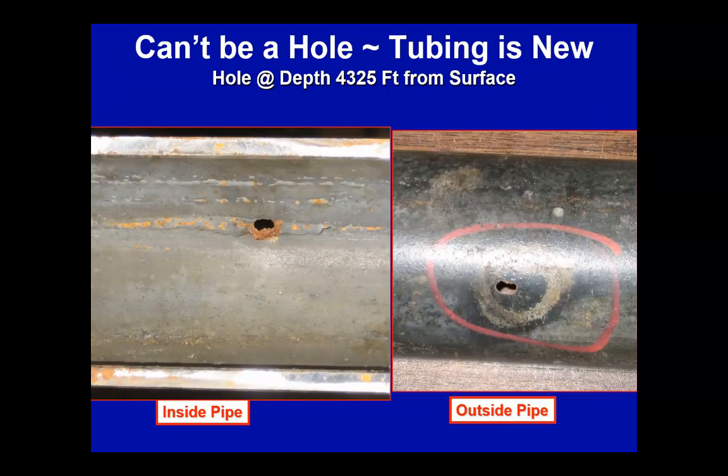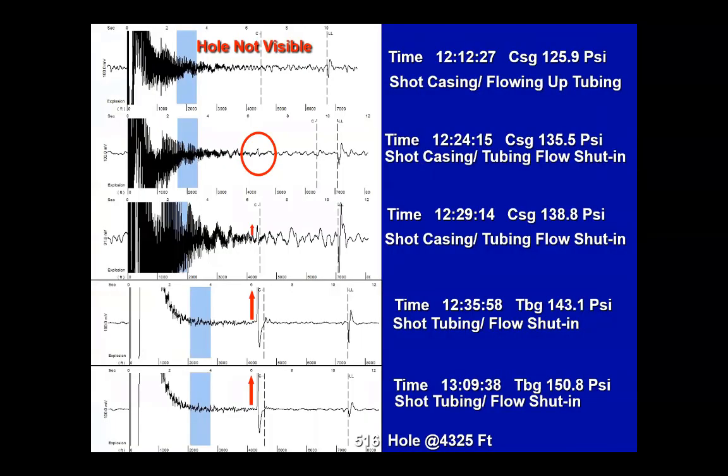And the holes are not always visible at the very first shot. So sometimes take a few shots to allow the pressure to accumulate, to allow the tubing to dry better. And we can see at the first shot here, the hole was not visible. Probably they didn't use enough pressure in the shot.